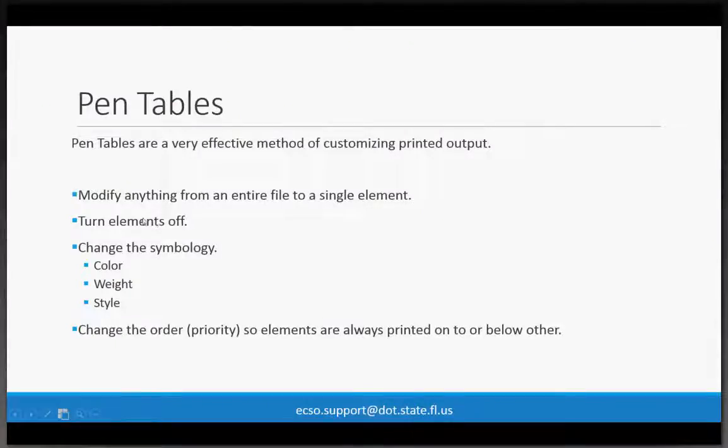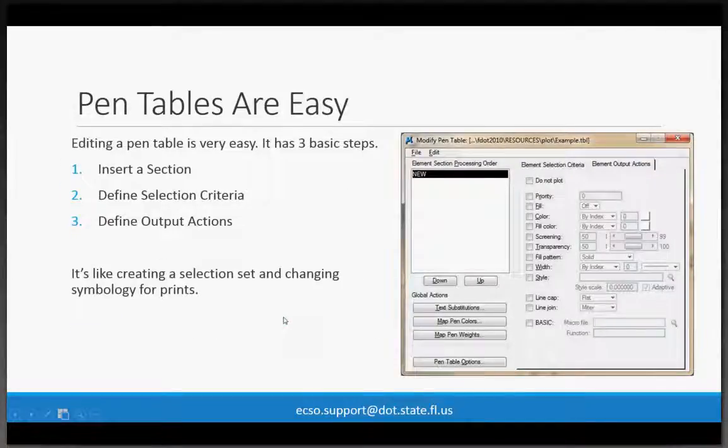So you could turn off elements, you can change the color, weight, symbology, basically all the kind of things you can do with overrides you can do with the pen table, and it's just applied at print time. Pen tables are real easy. It's kind of like, you know, the MicroStation element select thing. You can go in and basically select elements and then apply an output action to those.